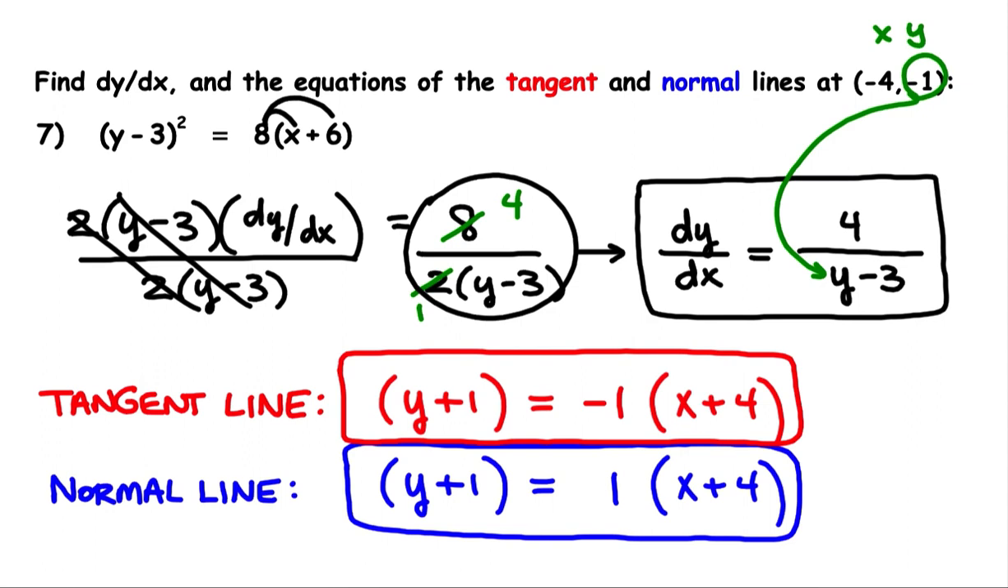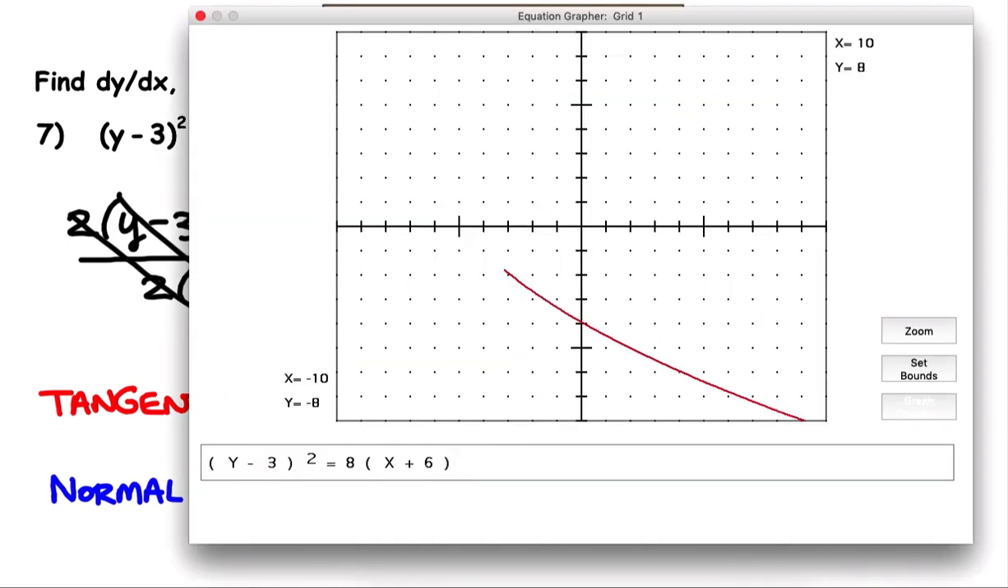To check this, because my graphing calculator will not graph it, I went to Green Globs, which will, and Desmos will as well. So I typed in the original parabola, the sideways or sleeping parabola, (y minus 3) squared equals 8 times the quantity x plus 6. Here's what it looks like. All right, you can see that it does go through the point (-4, -1).